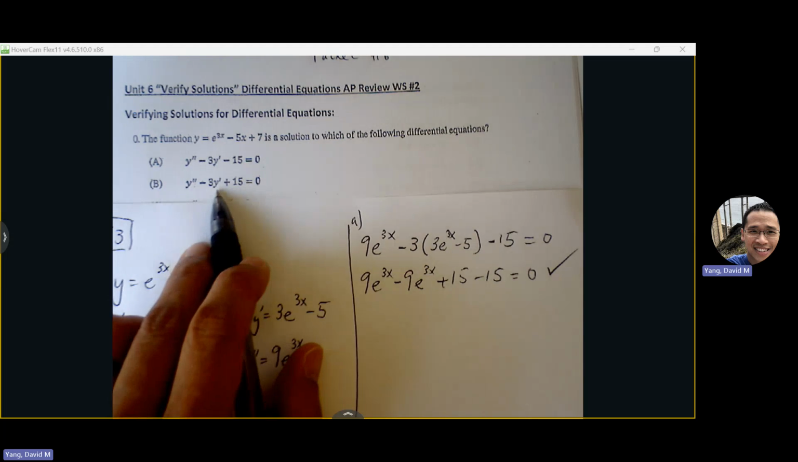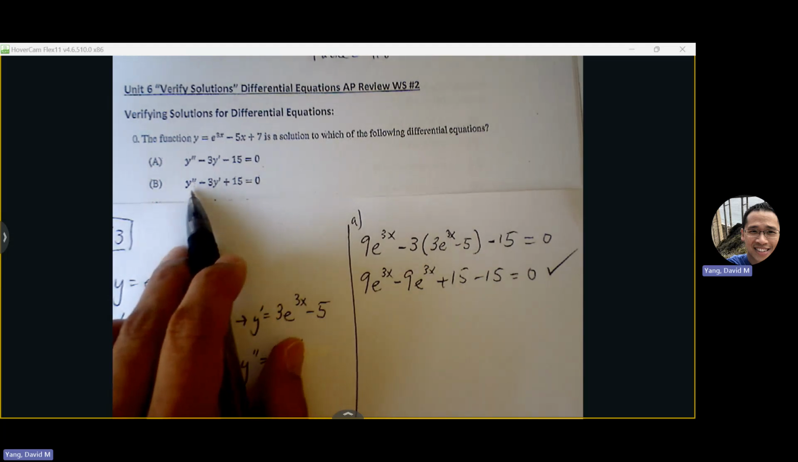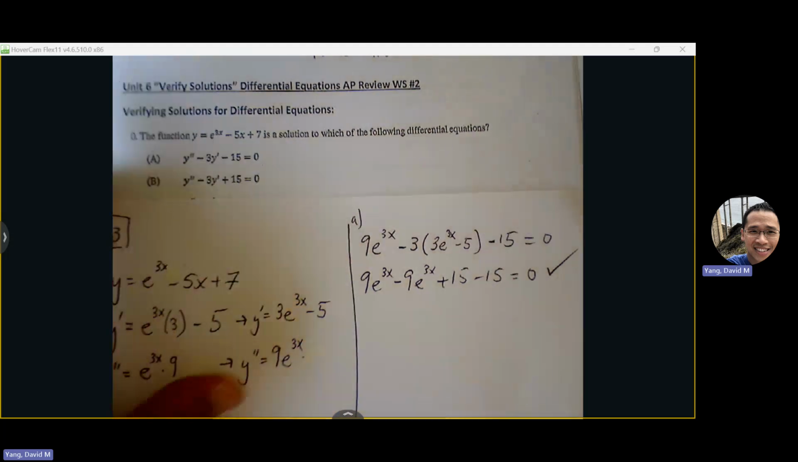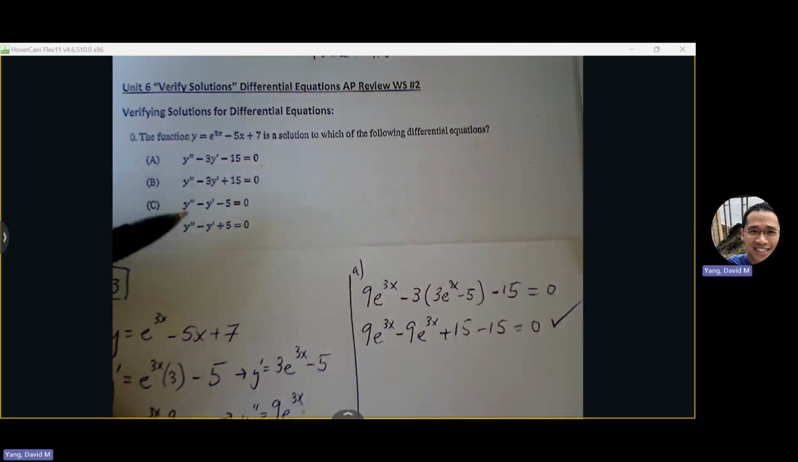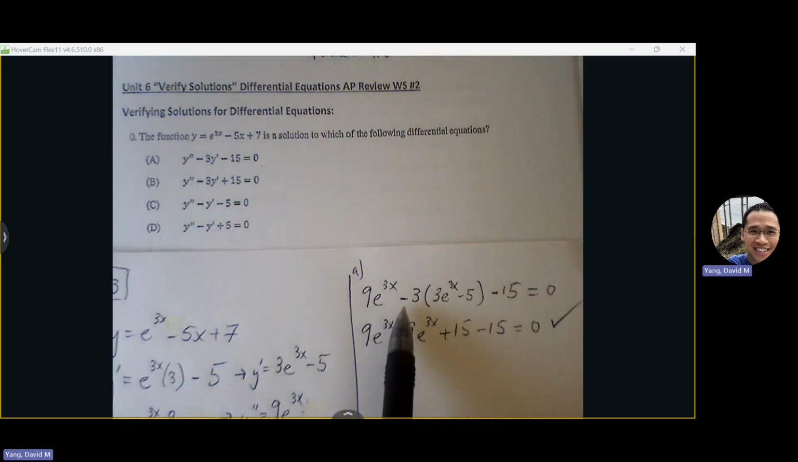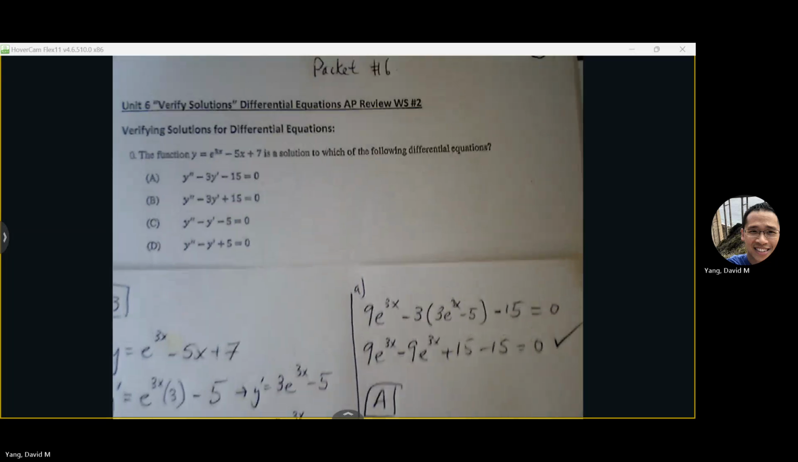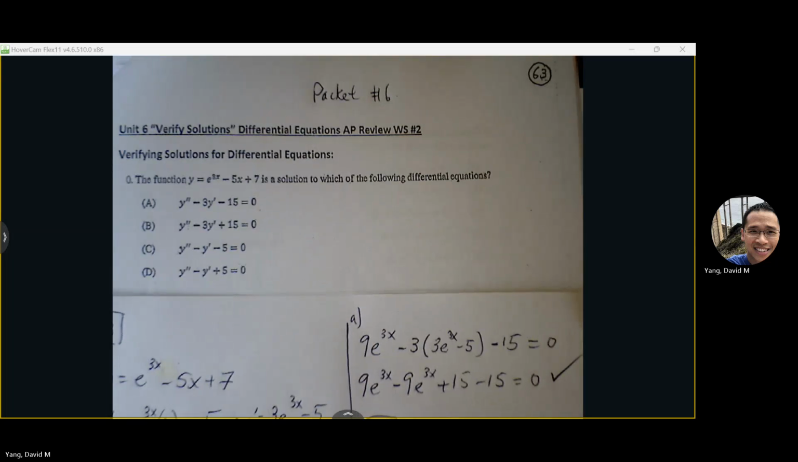The other one is not going to work if I replace y double prime with 9e to the 3x, replace y prime with 3e to the 3x minus 5. I'll get plus 15, which will end up not being equal to 0. And then C and D are also not enough. We need something to counterbalance the different coefficients here, so that 3 is doing it. So the answer choice is going to be just A. Okay. So all we're doing is we're just gathering y prime and y double prime, plugging it into our options and seeing which one is true.